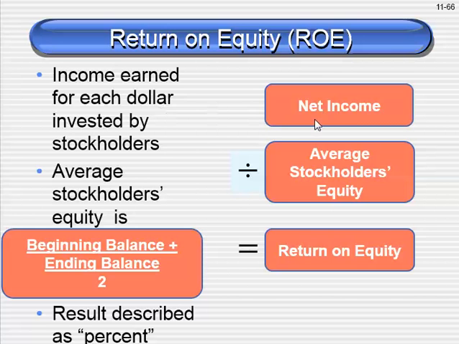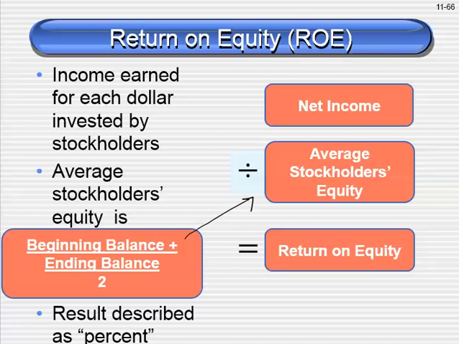The calculation for the ratio is net income divided by average stockholders' equity. And the average stockholders' equity, you should know by now, is just a really basic calculation: take the beginning balance of stockholders' equity plus the ending balance, and then divide that by 2. That's going to give us our overall return on equity.